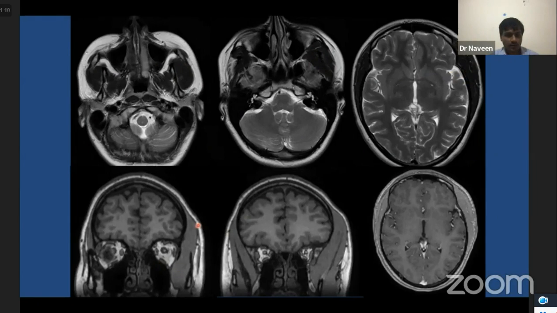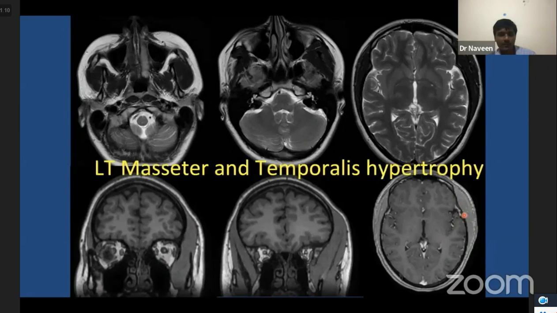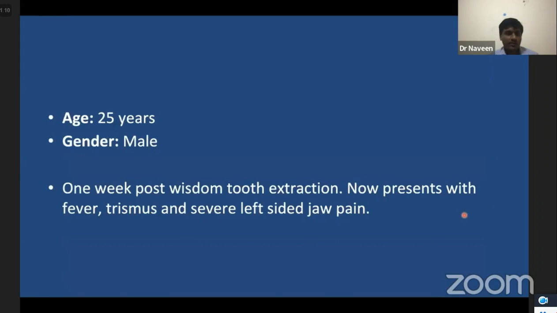This is the coronal T1 weighted MRI, which shows the hypertrophy of the temporalis muscle as well as the masseter muscle. And on post-contrast study, we can see the uniform enhancement of the muscle. This is not a separate lesion. It's just a hypertrophy of the muscle. This is the left masseter and temporalis muscle hypertrophy.